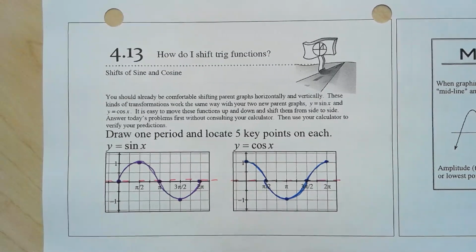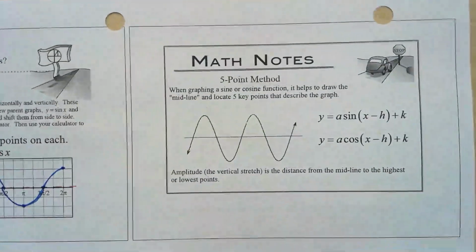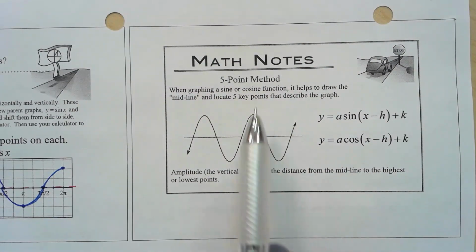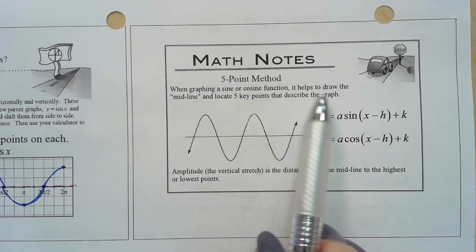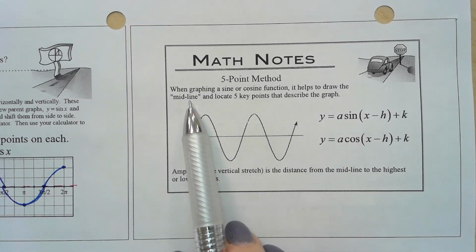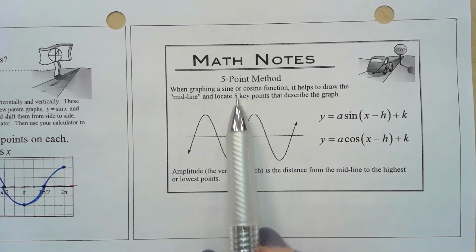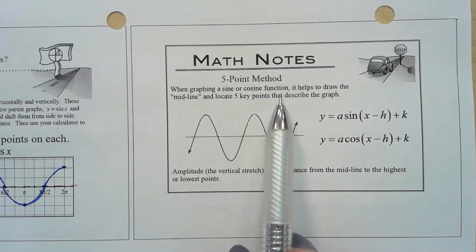What we're going to look at today is just in general what that graphing form tells us. So when we graph a sine or cosine function, it will help to draw the midline first and then figure out how high and how low those key points are going to go from there.